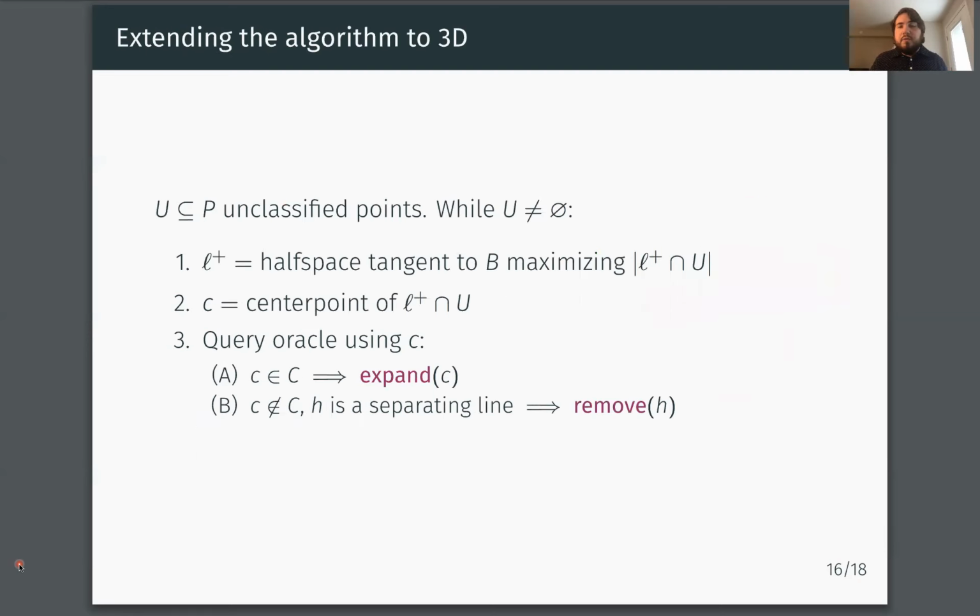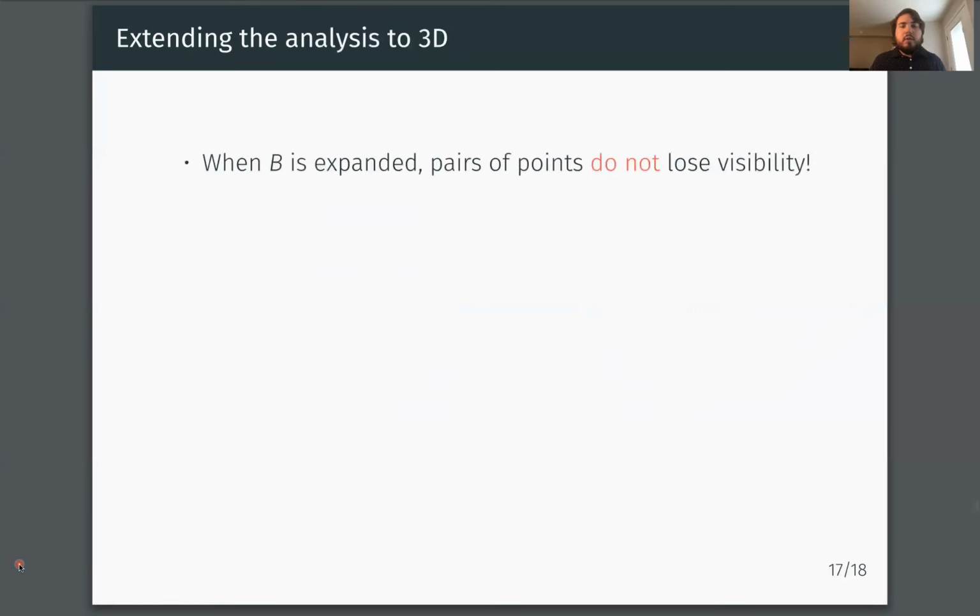Let's talk about extending the algorithm to 3 dimensions. How does that work? Here I've pulled up the pseudocode for the greedy algorithm in 2 dimensions. The only thing that changes from 2D to 3D is that now we get a separating plane. That's the only difference. But the analysis is much more difficult. Why is the analysis more difficult in 3D?